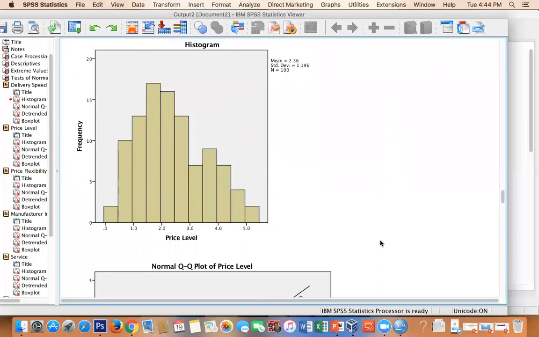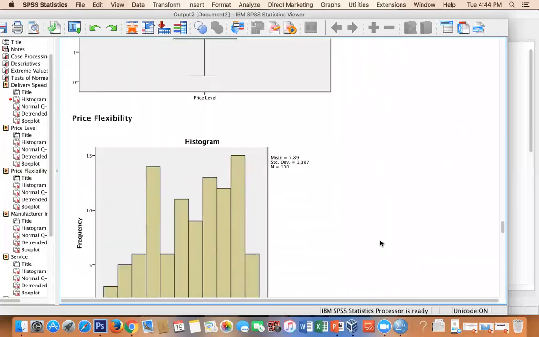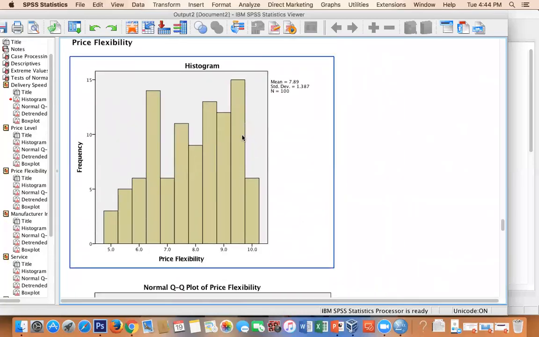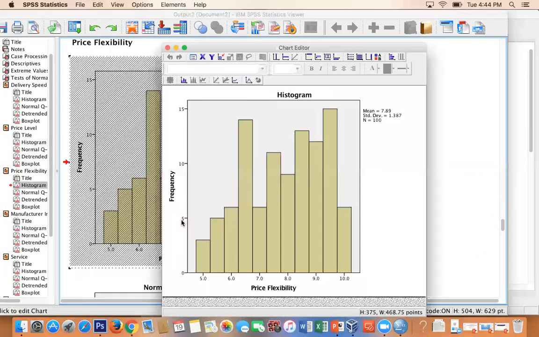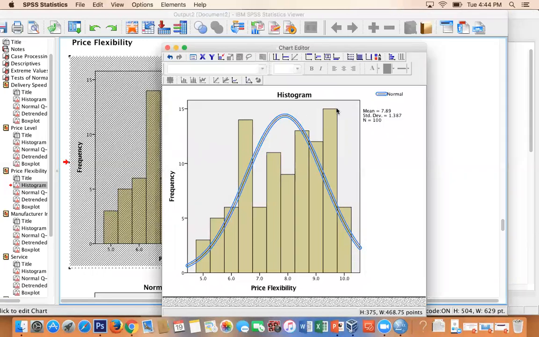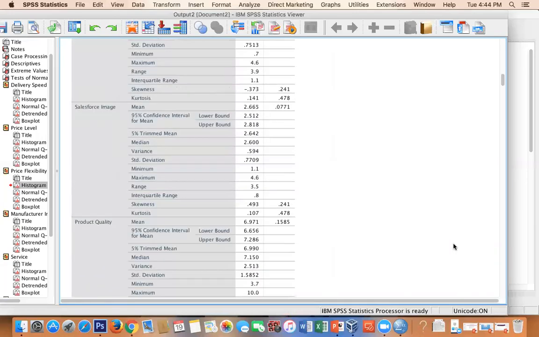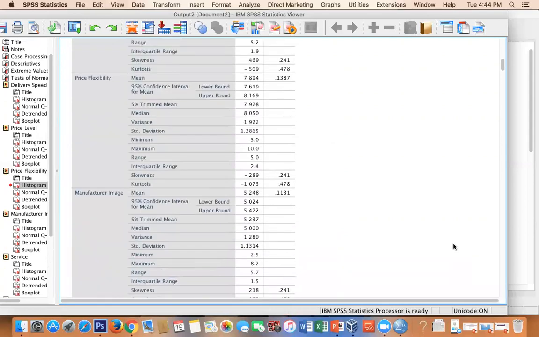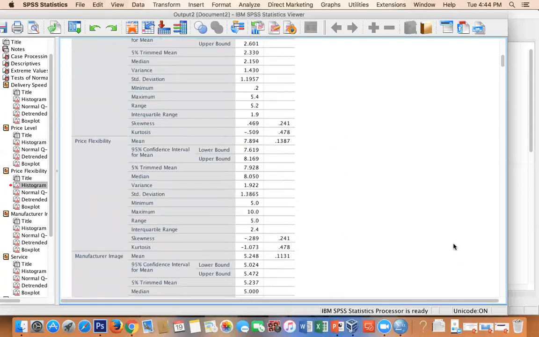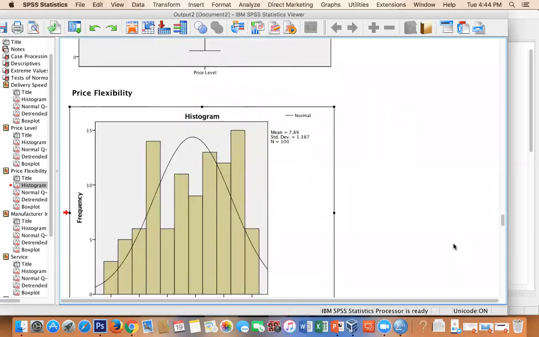Now, this is what? Price level. Price flexibility. Remember, this is what came out to be a little bit chaotic. Let's see what exactly that means. And this is what it is. The data is above. Let me see, 1 second. Is it negative chaotic or positive chaotic? Yeah, it's a negative chaotic.